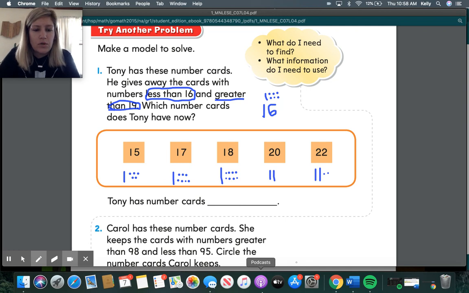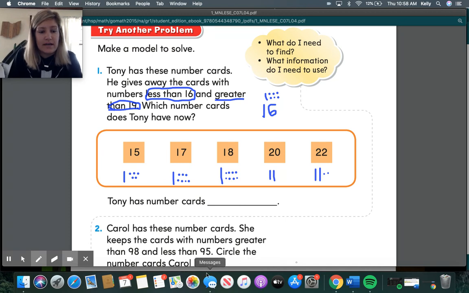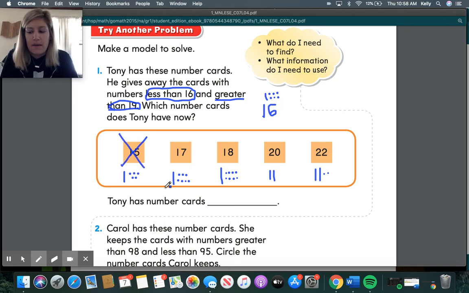So, which quick picture is less than 16? If you guys said 15, you're right. 15 is less than 16, so we're going to cross that out. Now, are any other numbers less than 16? The answer is no. There are no other numbers that are less than 16 in its quick picture, okay? So we can move on to any numbers greater than 19.